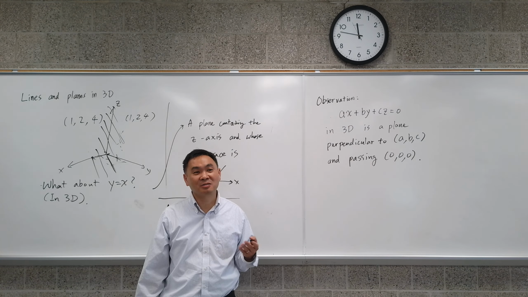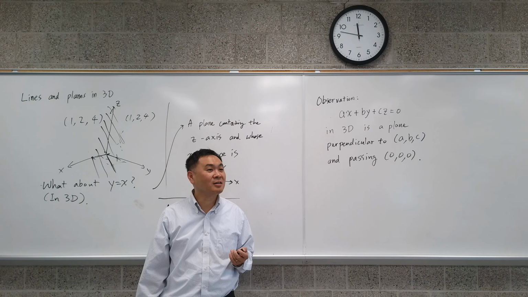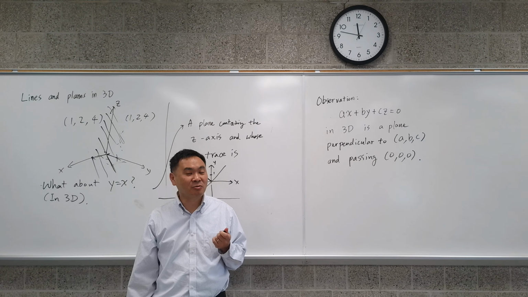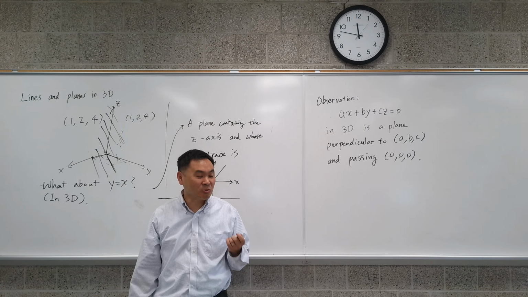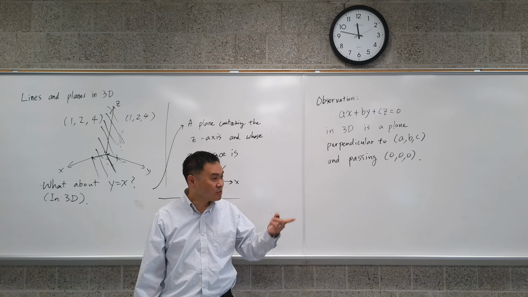Orthogonal. If we have two vectors, how do you know when two vectors are perpendicular? Yeah, the dot product, exactly.